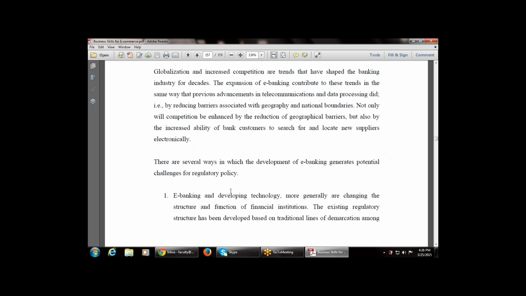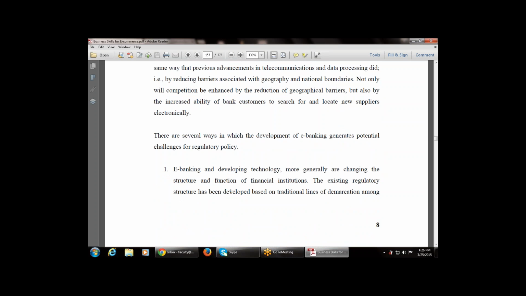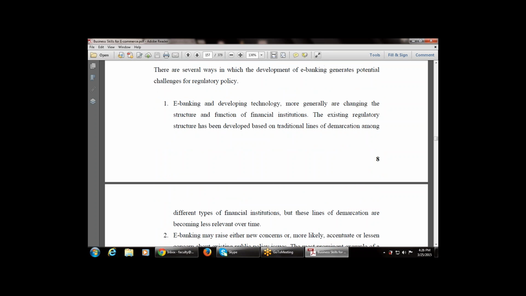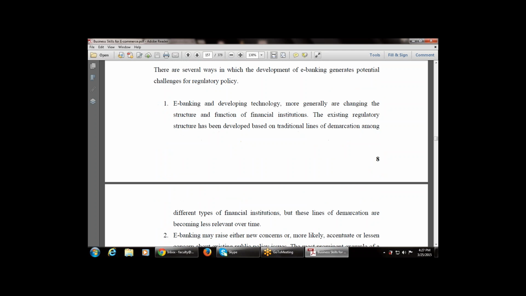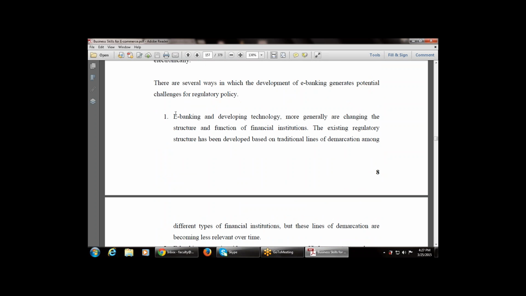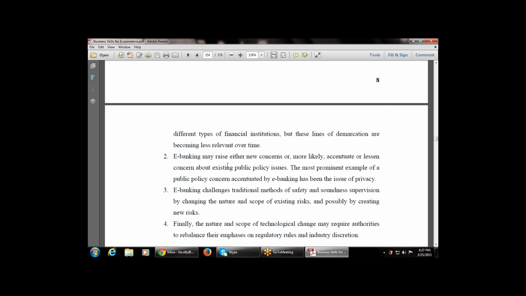So there are various rules, regulations and policies available for e-banking. There are several ways in which the development of e-banking generates potential challenges for regulatory policy. So these are the various ways in which e-banking and developing technology are a more challenging factor for financial institutions.